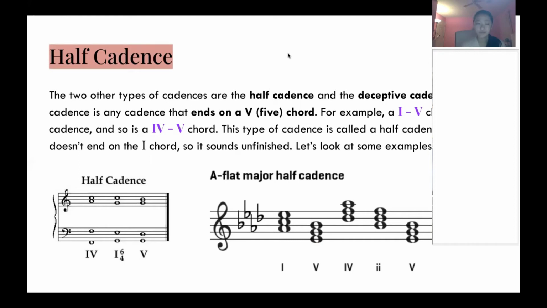Alright, so the 2 other types of cadences are the half cadence and deceptive cadence. The half cadence is any cadence that ends on a 5 chord. For example, a 1-to-5 chord is a half cadence, and so is a 4-to-5 chord. This type of cadence is called a half cadence because it does not end on a 1, so it sounds unfinished. So as you can see in these two examples, the last chord is a 5. And in the second example, it goes from a 2 chord to a 5 chord. So you just need to know that it ends on a 5.